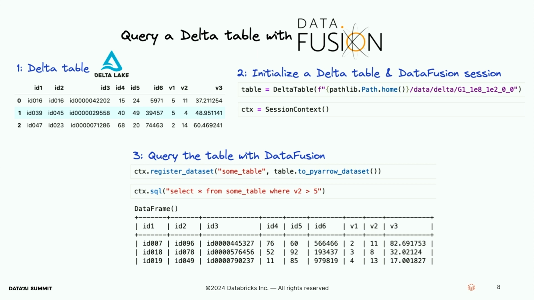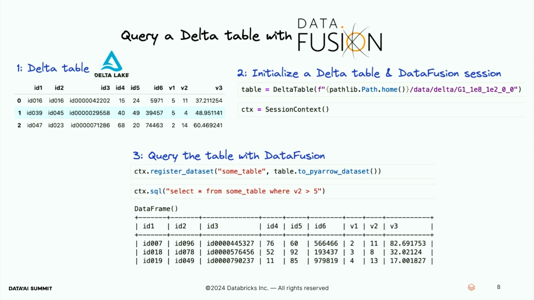So then what we do is we register this data set with DataFusion, and you can see that to make this delta table readable by DataFusion, we are actually exposing it as a PyArrow data set. Now, it's really cool on two fronts. First off, it's cool how easy it is to expose a delta table as a PyArrow data set. And it's also cool that DataFusion is capable of seamlessly reading PyArrow data sets.